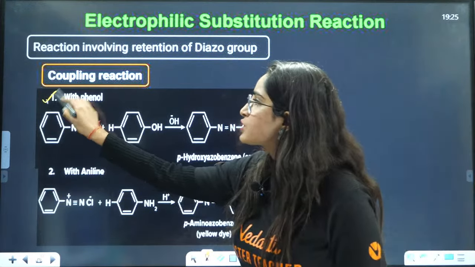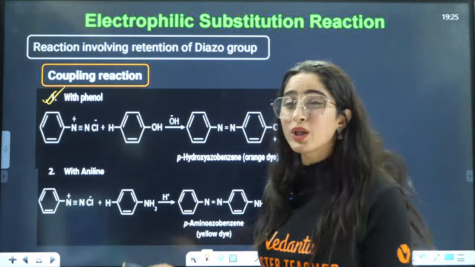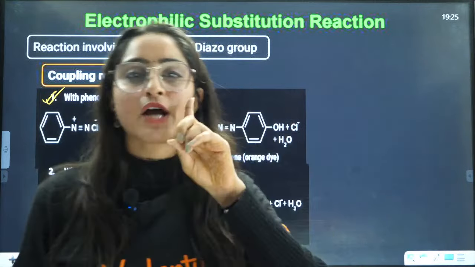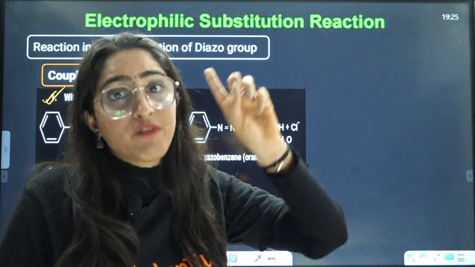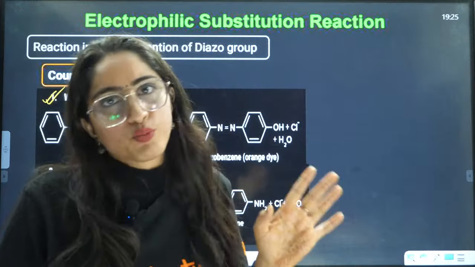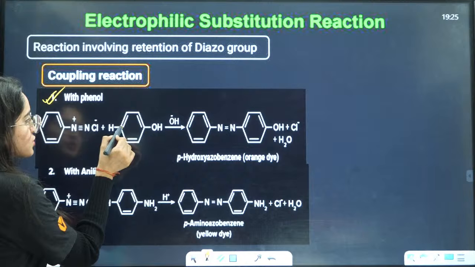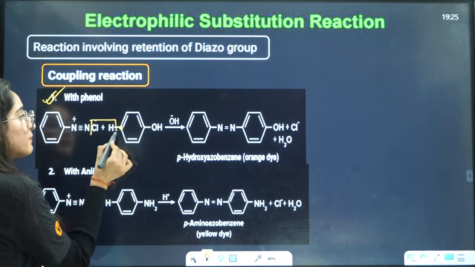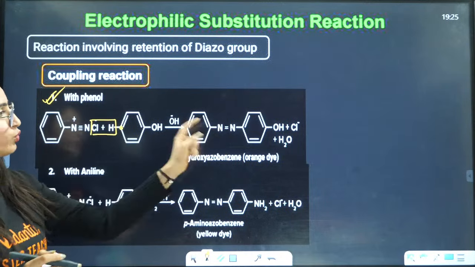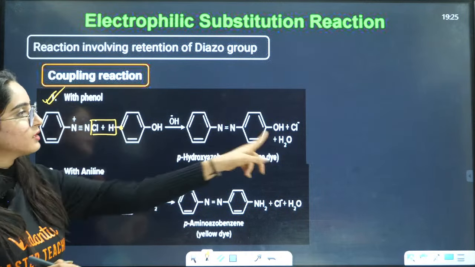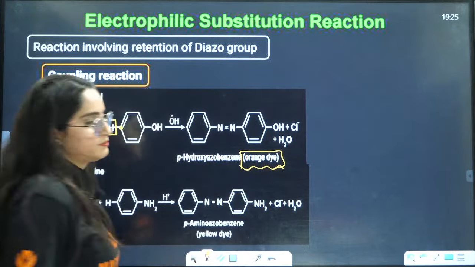First is with phenol. With phenol, the coupling will try the para position first; if the para position is not available, then it will use the ortho position. So in this phenol, the para position is this one. HCl will be eliminated and they will join together. This will be benzene N2, then again this benzene, then you will have OH. And this is an orange dye that is formed.